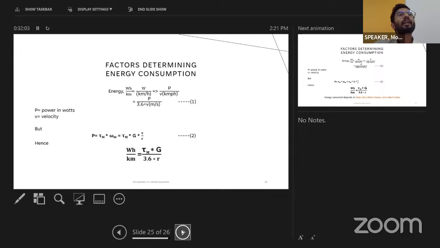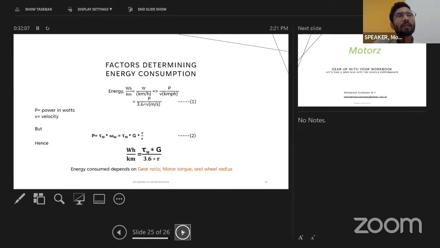I'll show you the screen on which the energy consumption of the vehicle depends. I would like to focus on the last equation. The energy consumed by the vehicle actually depends upon the motor torque and the gear ratio, as well as the wheel radius. There is no mention of the velocity of the vehicle. So it really depends upon the motor. Other than the motor, the other two factors, gear ratio and the wheel radius, are geometric factors. But the torque supplied by the motor really depends upon the throttle. If you are giving more throttle, then the torque delivered by the motor will also be larger, and the energy consumed will be higher subsequently. So that's what I was trying to convey.